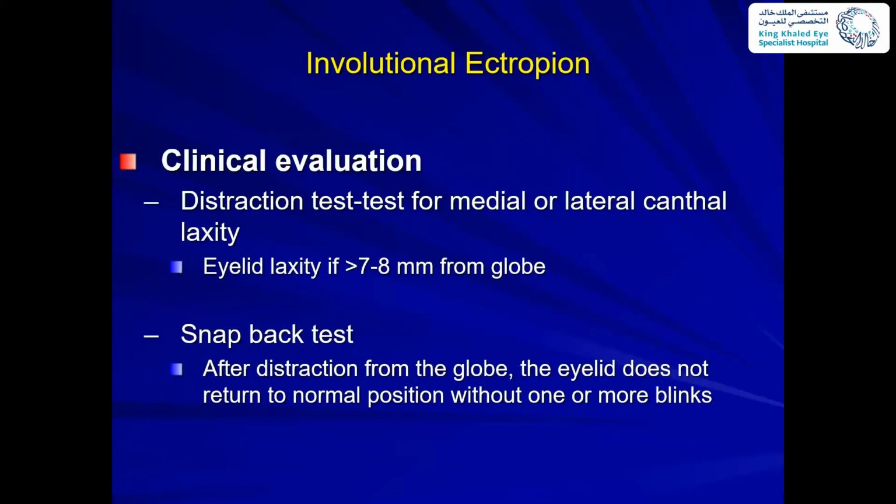So a patient with involutional ectropion will have a positive distraction test and a positive snapback test. Again, we highlighted why patients develop ectropion: they have either a prominent globe, or the malar bone is hypoplastic, and also the tarsal height is a little bit more than normal. These are predisposing factors for involutional ectropion.